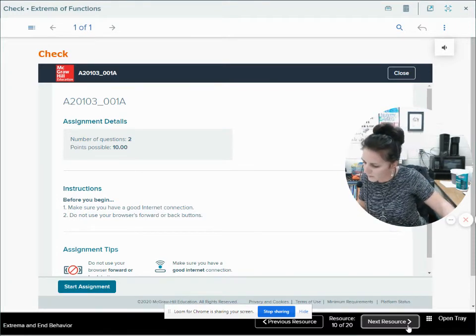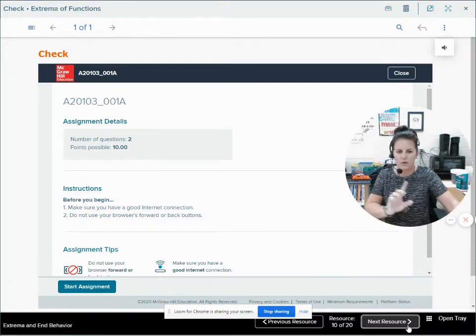It is at the bottom of page 26. So don't do it yet. We'll come back to the lesson check.